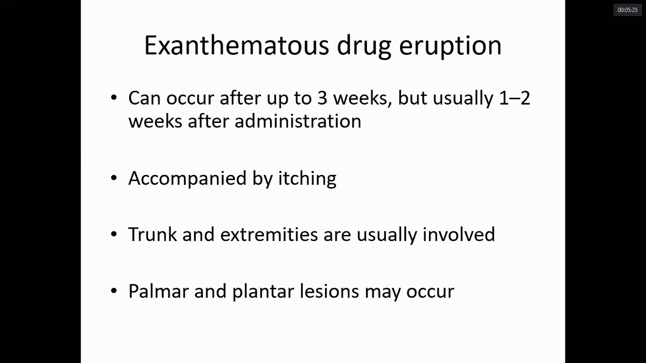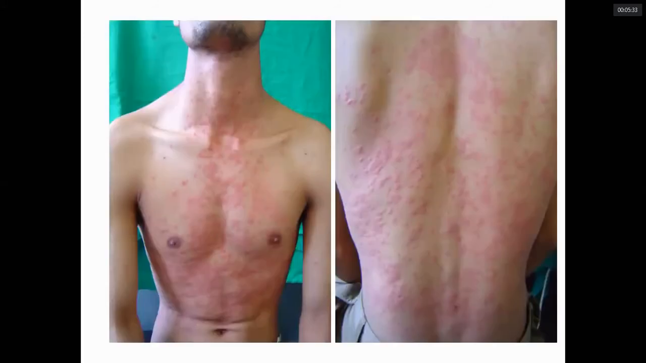It is accompanied by itching, and the trunk and extremities are usually involved. Palmar and plantar lesions may also occur. These are the exanthematous or maculopapular drug reactions. Lesions, as you can see, multiple erythematous macules and papules that have coalesced are seen over the trunk area. These are symmetrically distributed. These are extremely itchy.